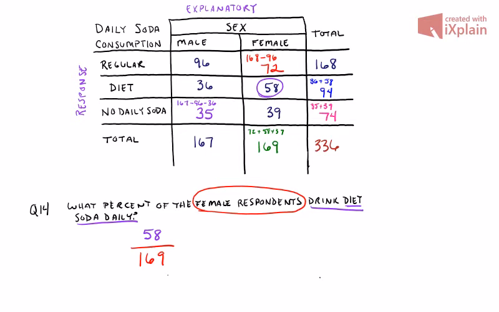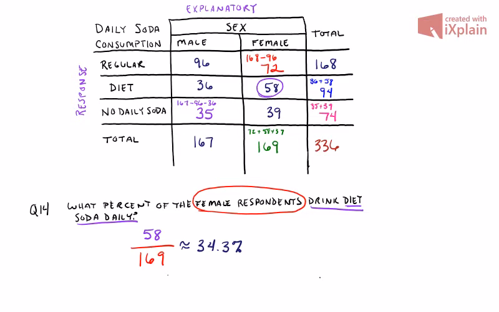If I were to actually do this calculation, I'm going to skip right into the percentage, and I'm going to round to the tenths place after I convert my decimal into a percentage. I get that 34.3% of the women in this survey drink diet soda daily. Okay, so I'm going to go ahead and address question 15 as well.